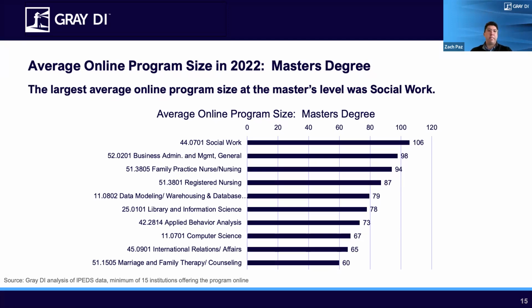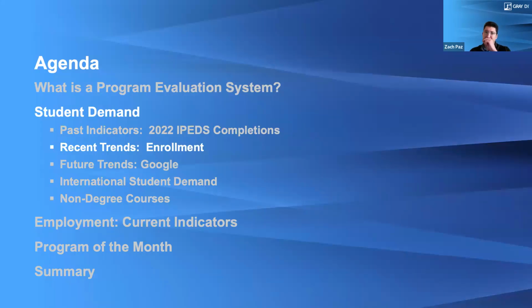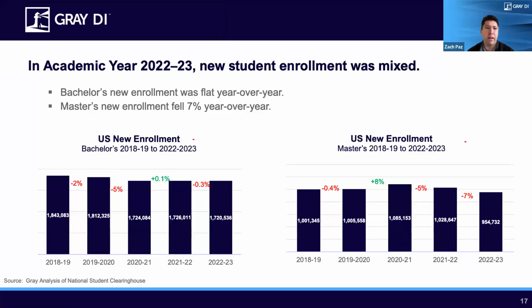All right, so we did a focus on the 2022 completions because that just came out, but I do want to back into now the enrollment data, which is what's been going on in the most recent full academic year. And so we're looking at trends for total enrollment, in this case, new student enrollment, and we can see new student enrollment's pretty flat, actually, at the bachelor's level, down 0.3%, so less than 1% in the academic year 2022 versus the prior academic year. And at the master's level, actually, new student enrollment actually declined 7%.